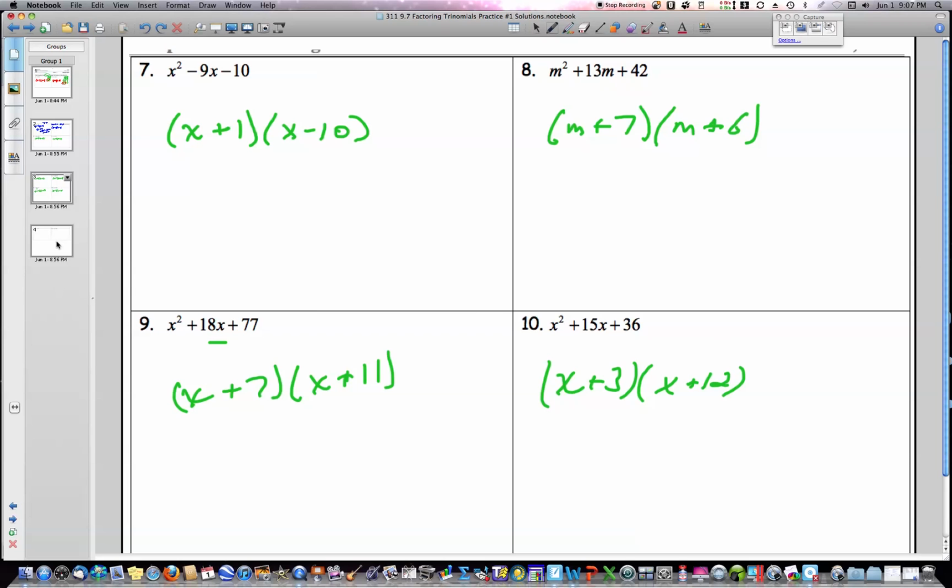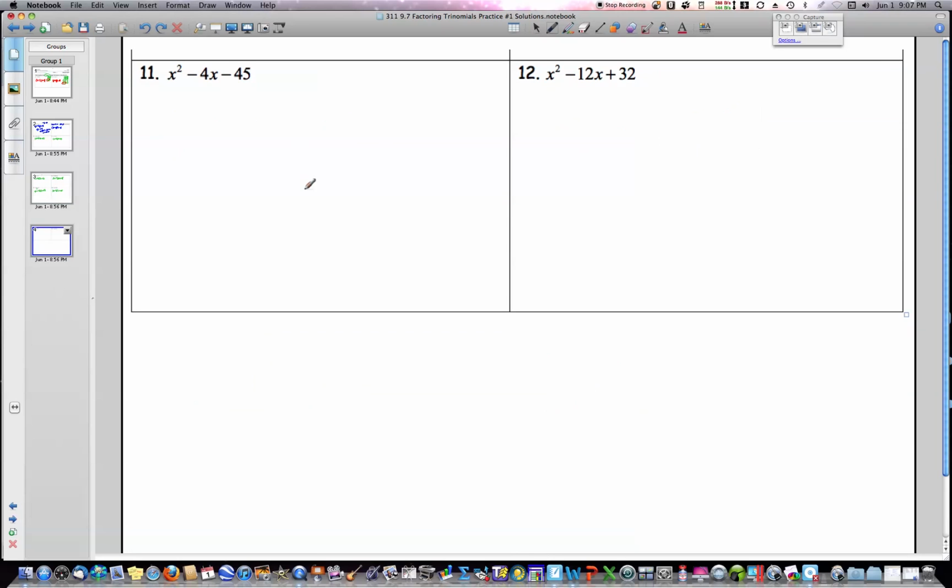And then we go to the last page. Come on, there we go. Let's get our marker back. Go with red this time.